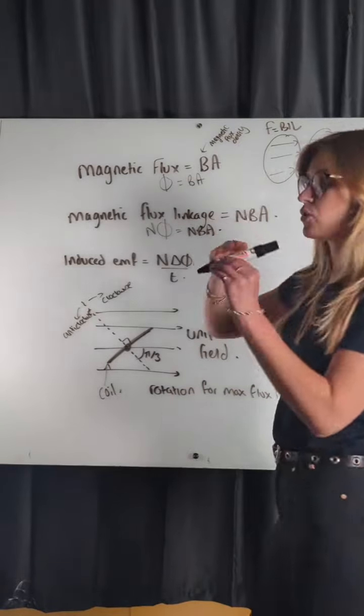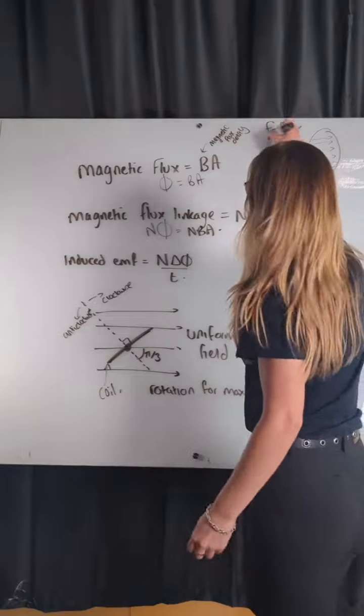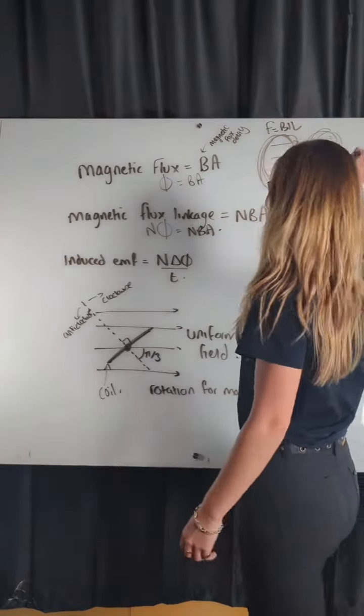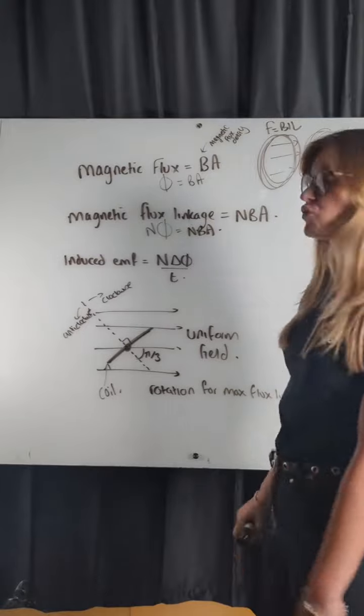So let's say instead of having one loop of wire, maybe we have 100 loops of wire. So it's the exact same math, you just multiply by 100, the number of loops of coil.